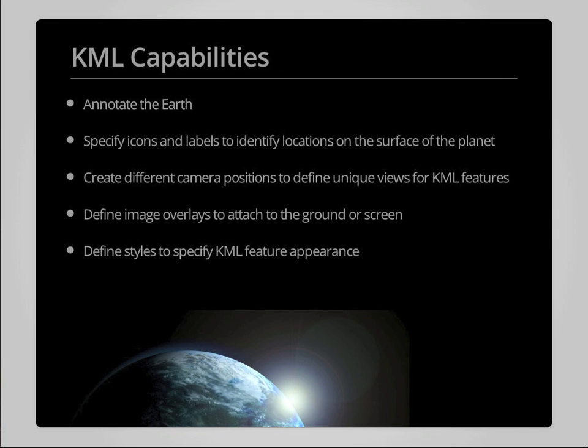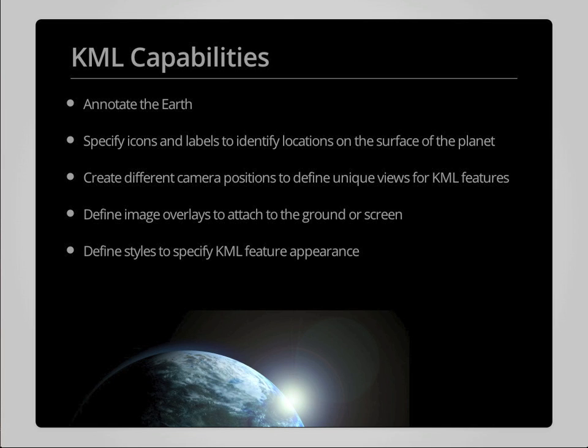So KML has a number of capabilities. Overall, KML allows you to annotate the earth. It provides a set of capabilities for defining both location and attributes associated with those locations, and even representation models for how those locations should be symbolized. So you can, as a part of KML, specify icons and labels to be associated with those locations.